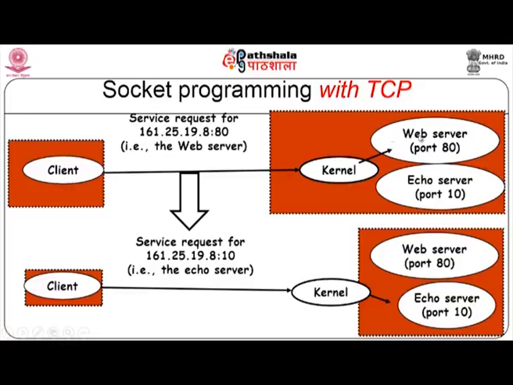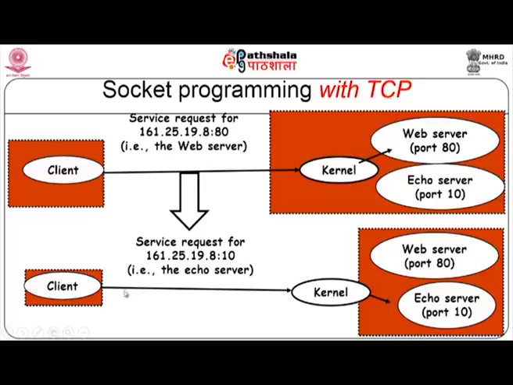And whenever a client is requesting a service, it will have to specify the IP address as well as the port number corresponding to the service that it needs. So, here we see that the client places a service request to this machine. The machine is identified by the IP address 161.25.19.8 and the service that it is requesting is on port number 80. So, when this request is being made, then looking at the port number, that corresponding service will be provided to the client.